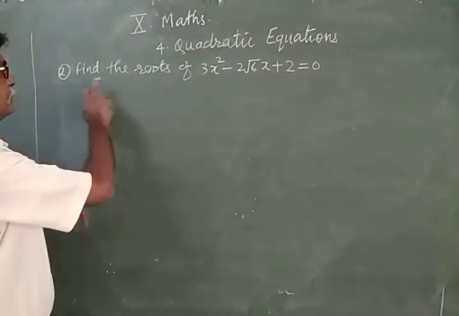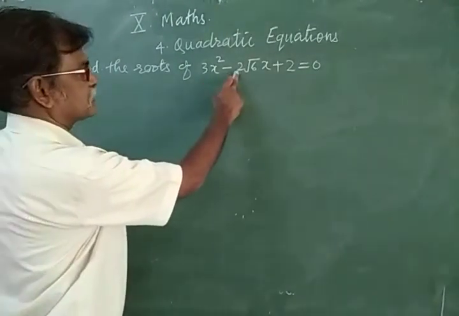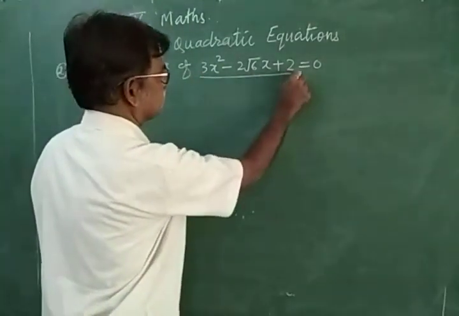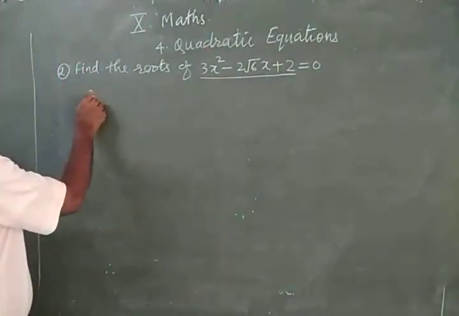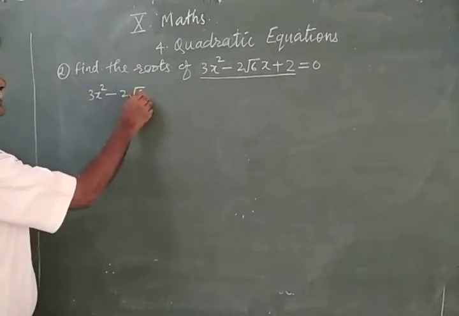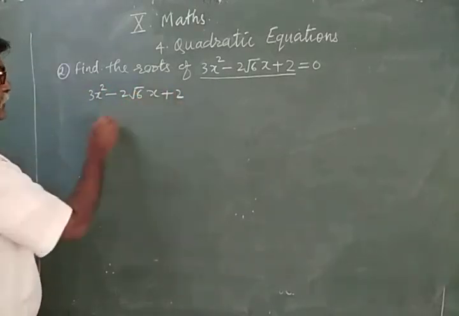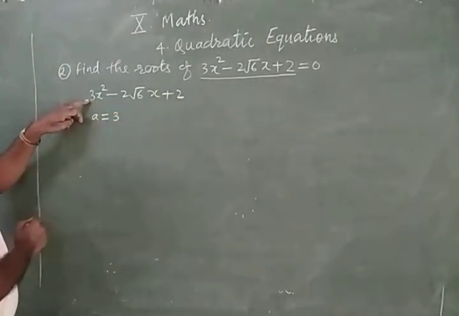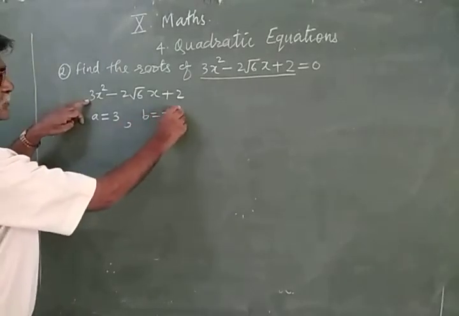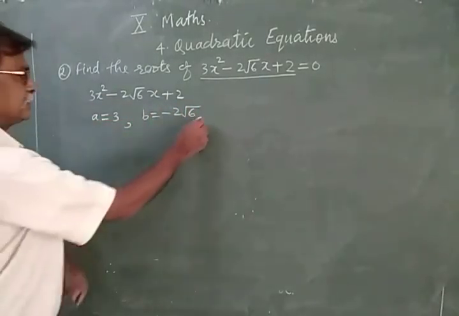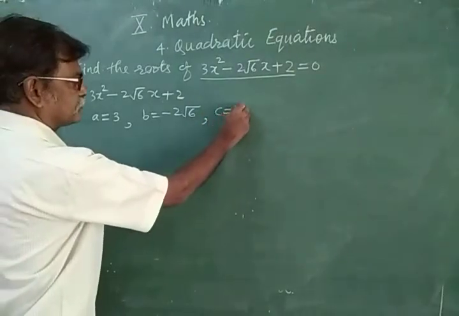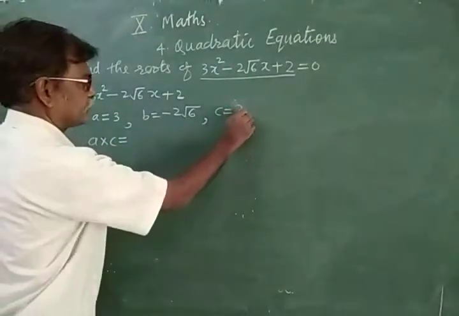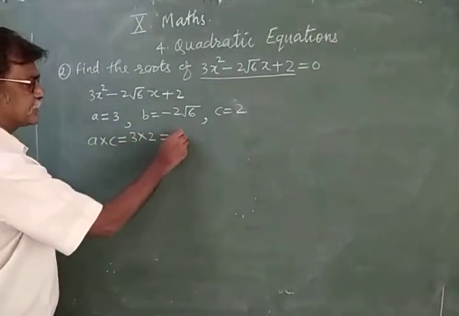Second equation, find the roots of 3x square minus 2 root 6x plus 2 is equal to 0. So consider this. 3x square minus 2 root 6x plus 2. A will be equal to 3, coefficient of x square. B is equal to minus 2 root 6 and C is equal to 2. Now we want A into C, that is 3 into 2, that is 6.